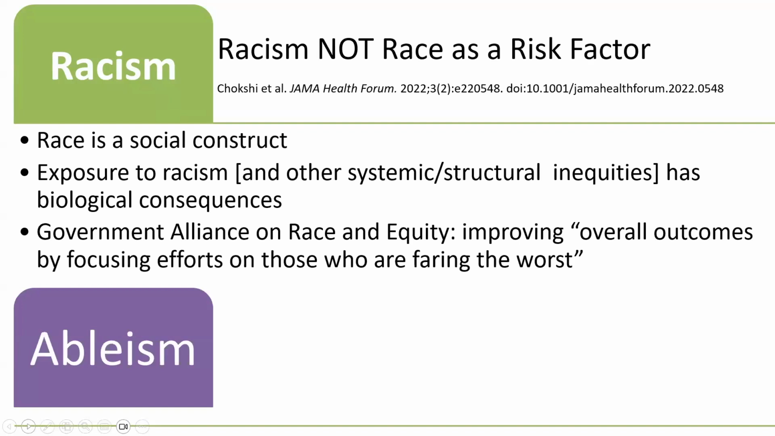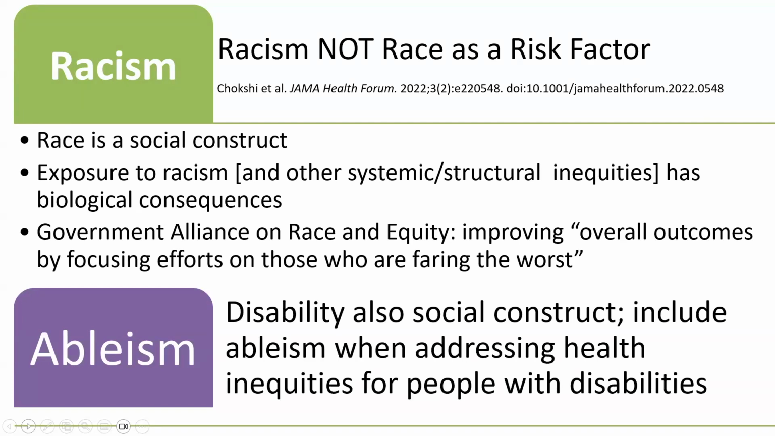This slide is really just to talk about how the medical literature recognizes that racism, not race, is the risk factor that makes people from different racial and cultural backgrounds experience worse health outcomes. It's exposure to racism and structural inequities that has biologic consequences. And ableism similarly is a social construct. And so we really need to include ableism when we're addressing health inequities for people with disabilities.